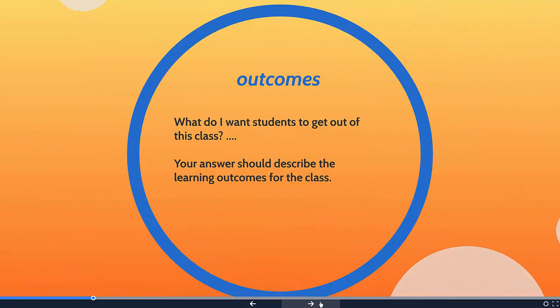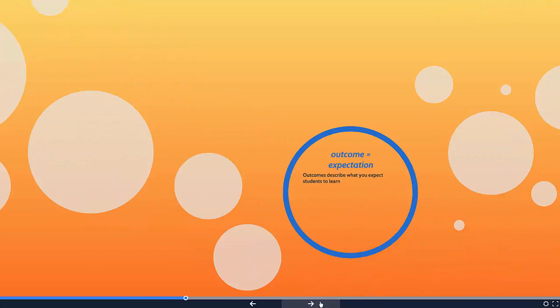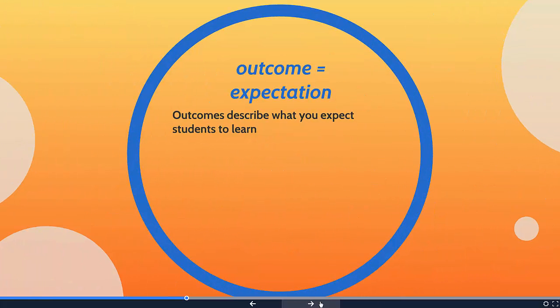When you ask that question, your answer is going to describe the learning outcomes that you should have for that class. And that outcome is your expectation of what you want students to learn. Outcomes describe that expectation.